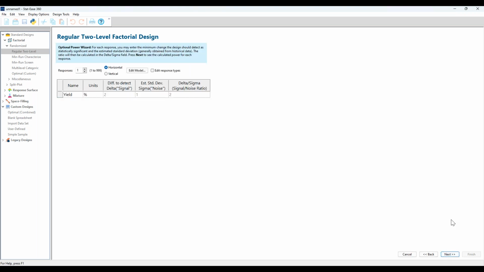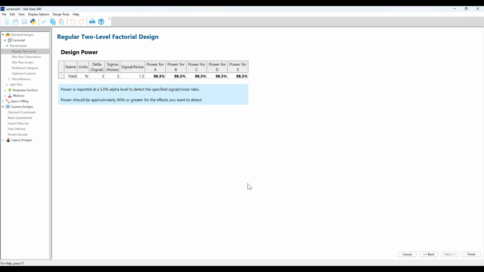We will hit next. This is where we put the delta Y that we said was 3. If a factor has an effect less than 3 percentage points on the yield, we're saying it's okay to miss that. We're saying that the experimental error is 2. So the ratio of the signal to noise is 3 divided by 2. It's 1.5. And that's what feeds the power calculation.